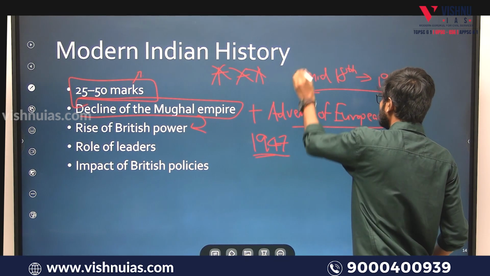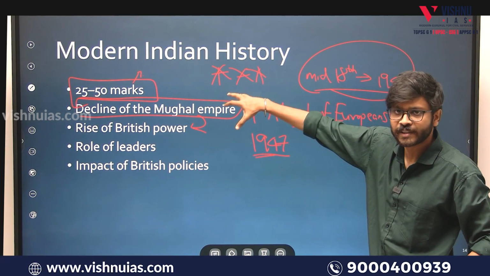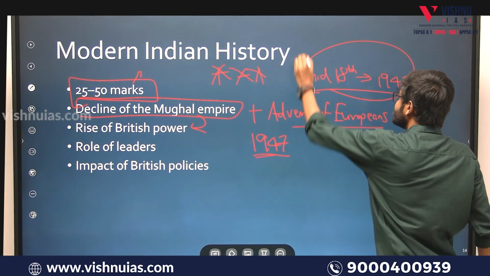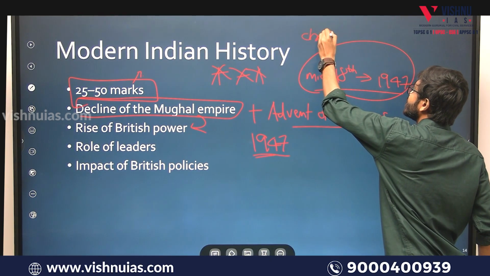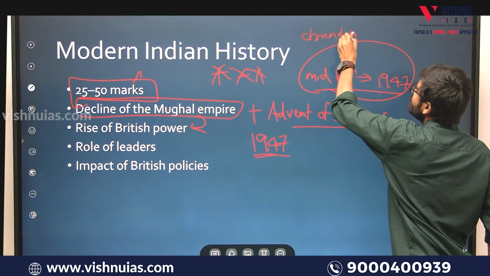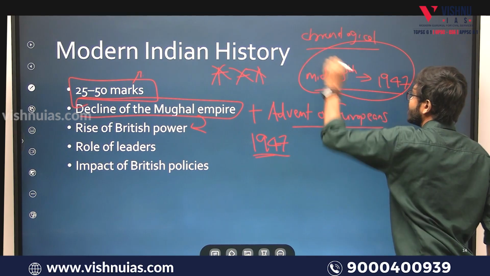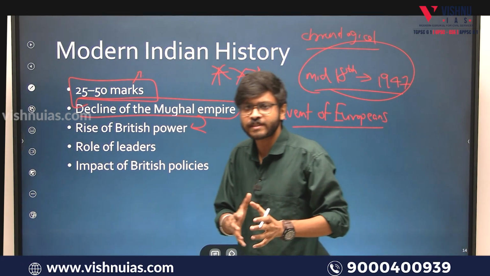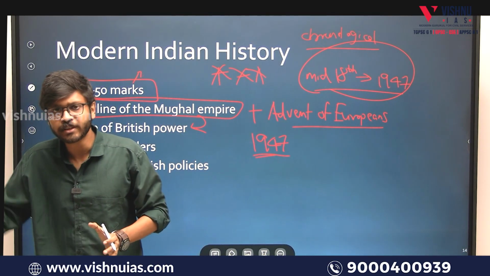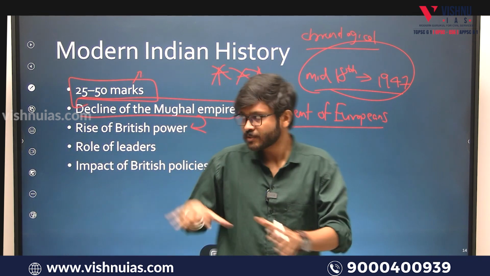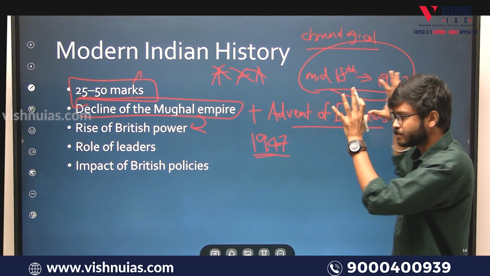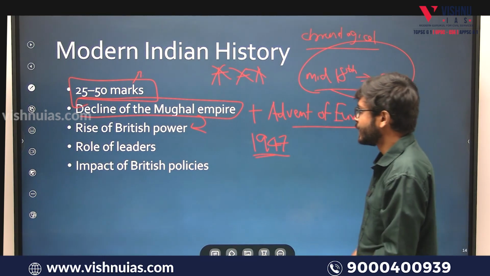So basically, how to study modern history: the basic thing you need to understand is that you need to have a chronological understanding. Chronological understanding means what happened first, what happened after that. So in that way you need to have a chronological understanding, which is basically needed for studying modern history.